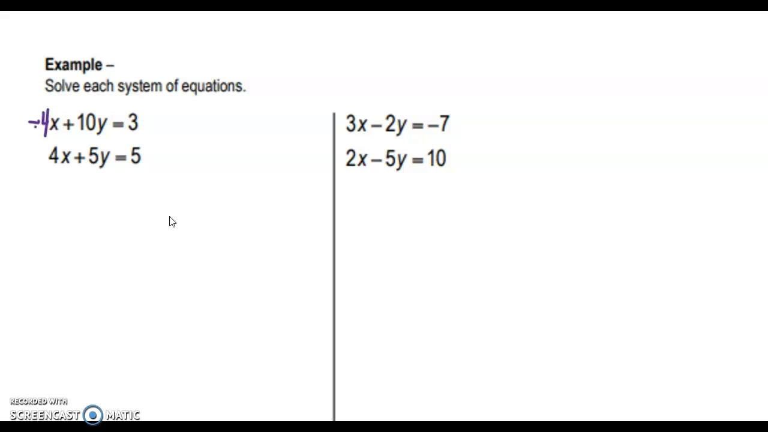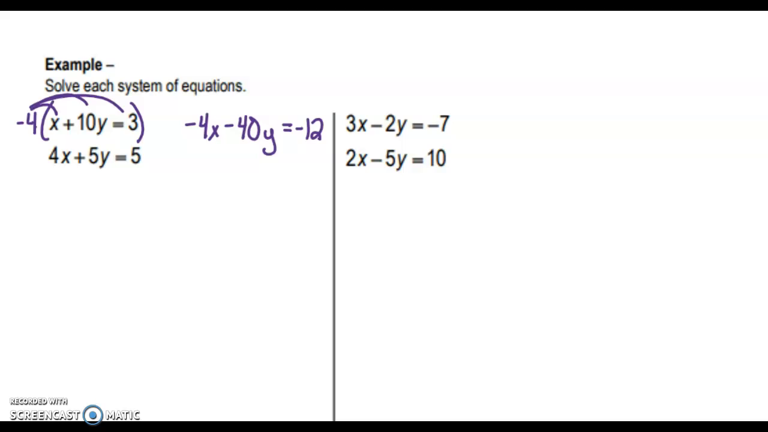Now I can't just randomly throw a negative 4 in there. So what I have to do to get it in there, I have to multiply the whole thing, the entire row, by negative 4. So let's try that. Distributing negative 4 into that row, you get negative 4x. Negative 4 times 10y is negative 40y. And negative 4 times 3 is negative 12.